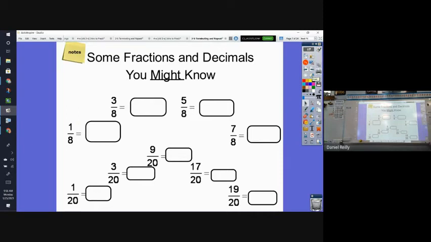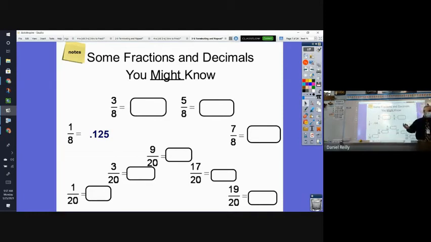Some people know the decimal equivalents of eighths, okay? An eighth is half of a fourth. Right? 1/4 split in half gives you 2/8. So 1/8 is half of a fourth. Well, 1/4 is 0.25. So 1/8 is half of that, which is, Marcus? 0.125. Half of 25 is 12.5, 12 and a half. So 1/8 is 0.125.